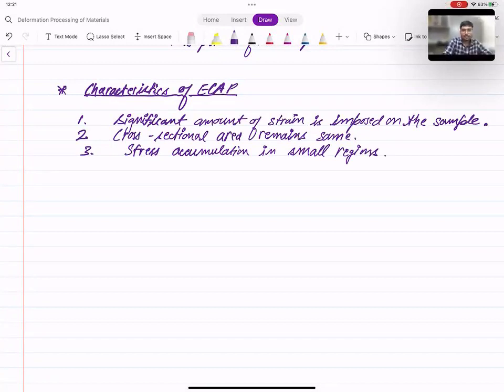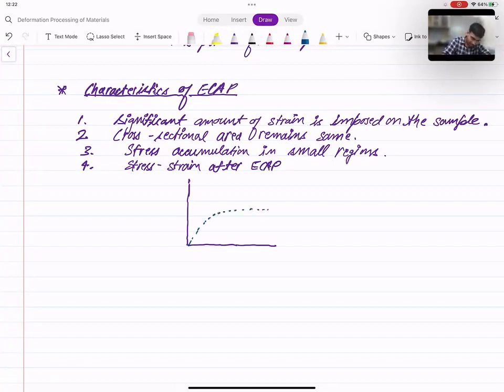And let us also see how the behavior changes after ECAP, through the stress strain diagram, which is a classical way to see the change in strength, etc. So we have the stress strain after ECAP. Here we can observe that the strength of the material increases, whereas the percentage of elongation or ductility decreases. So say we have the annealed specimen. So for that we will have the stress strain graph like this.